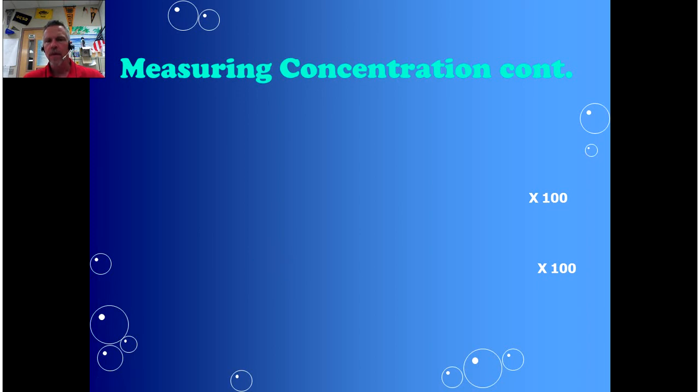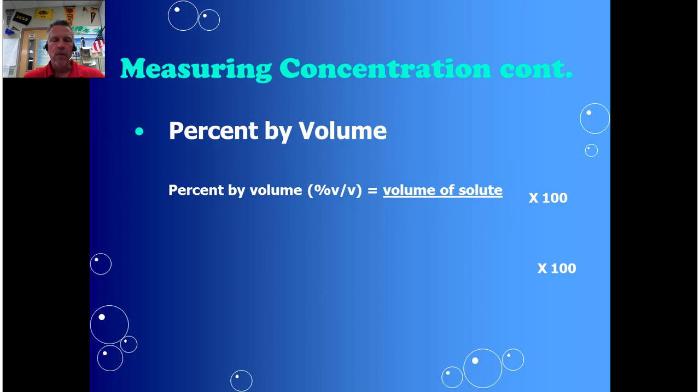Okay. Our third type of concentration that we're going to talk about was percent composition. There were 2 flavors, I said. One is called percent by volume, and the other we'll get to in a sec. Percent by volume is abbreviated percent V over V, and it's defined as the volume of the solute over the total volume of the solution.